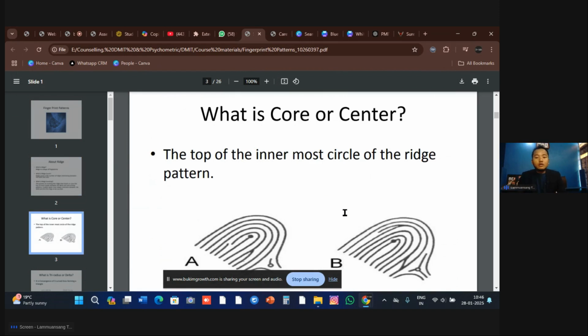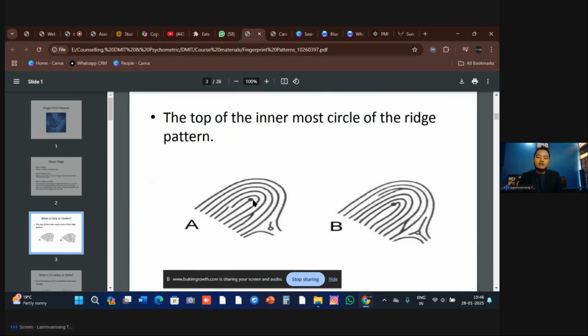Now, when we say center or core, what does it mean? If you look closely at your thumb, you will be able to see the center. You can just see here, this is also a center, and this is also a center. Sometimes it has a U pattern. Sometimes it is totally a single line, one single line. So these are the centers of a fingerprint.